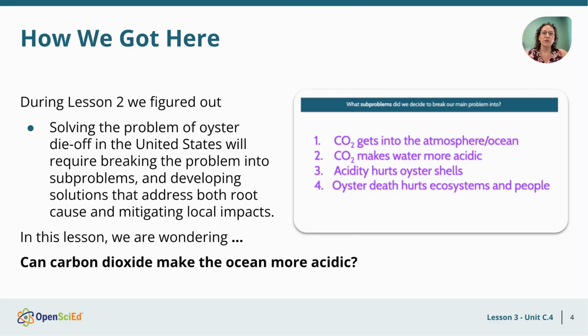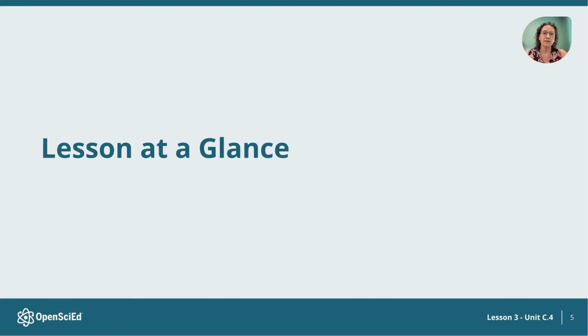During Lesson 2, we figured out solving the problem of oyster die-off in the United States will require breaking the problem into subproblems and developing solutions that address both root cause and mitigating local impacts. Since we know the effective solutions require an understanding of the mechanisms, in this lesson, we're wondering, can carbon dioxide make the ocean more acidic?